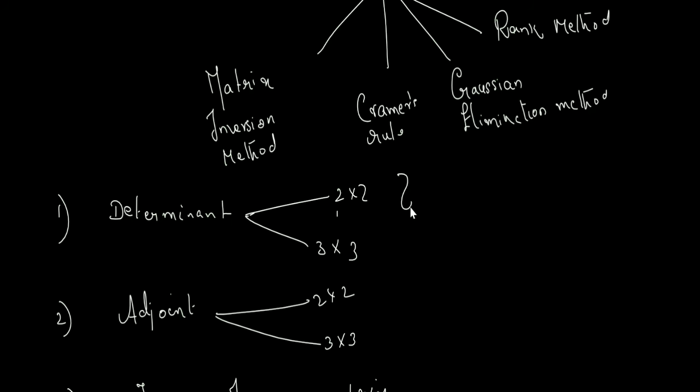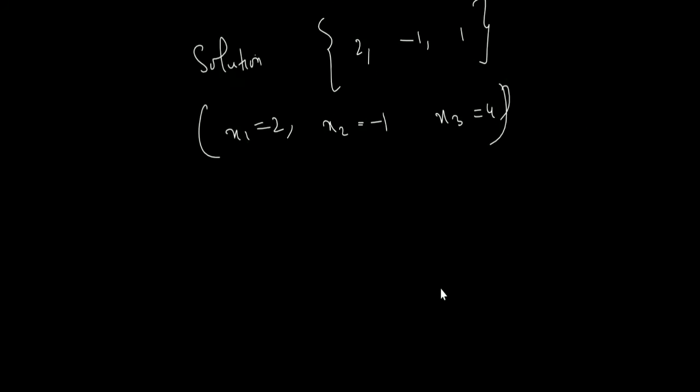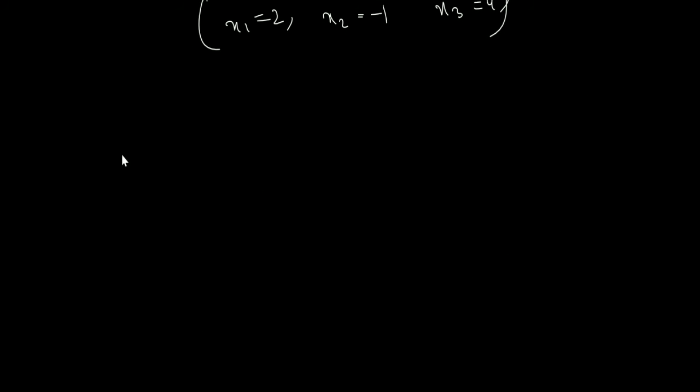So determinants, if you know, you can do this exercise 1.4 and all the example sums. If you know how to find the adjoint, if you know how to find the inverse, then you can do exercise 1.3. 1.4 is Cramer's rule. Exercise 1.3 is the matrix inversion method. How do you find the adjoint of a 2 by 2 matrix?